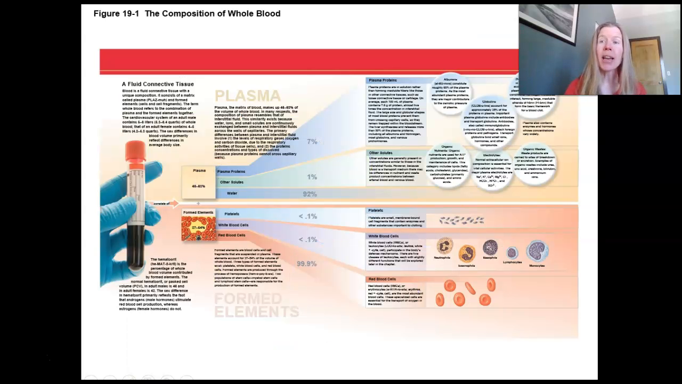Okay, so that is blood. Hopefully that helps as you start looking at these diseases. Lots of interesting things can happen in the blood. Certain formed elements, too many, not enough, and what does that mean? So enjoy.